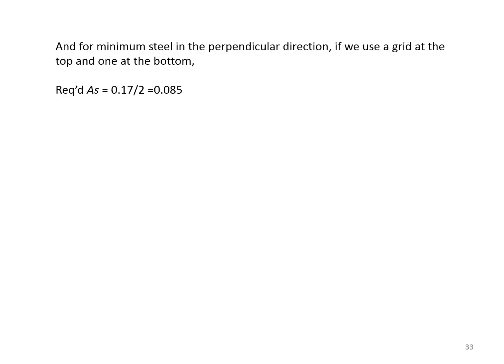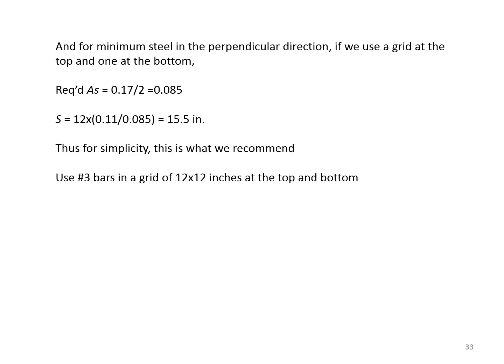And for the minimum steel in the perpendicular direction, if we use a grid at the top and one at the bottom, then we need to divide the minimum area of steel needed by 2. So we need to have 0.085 at the top and bottom. Again, using the equation for the spacing, we get 15.5 inches if you use number 3 bars. Therefore, for simplicity, this is what we suggest.